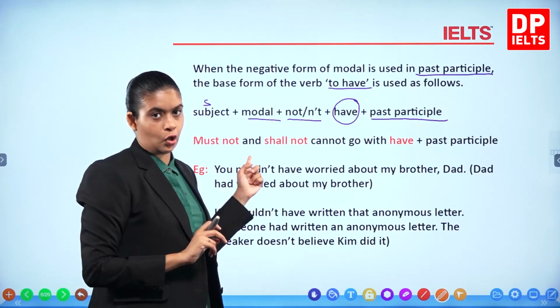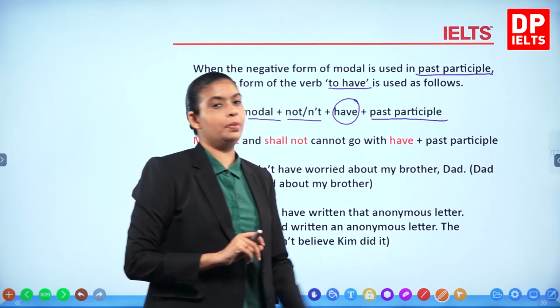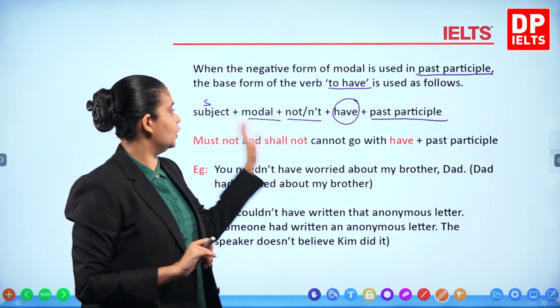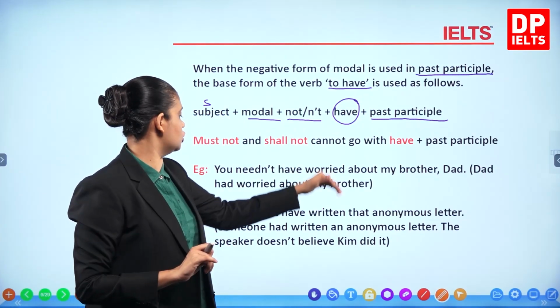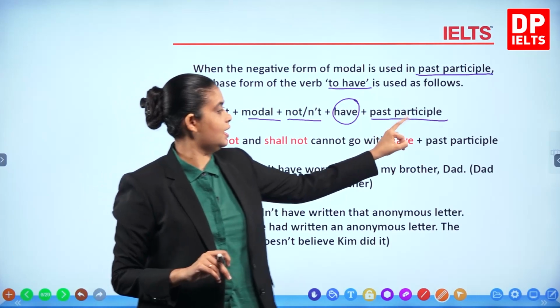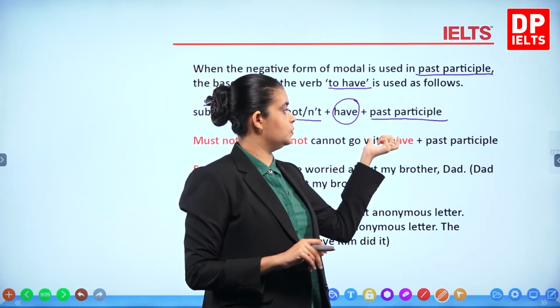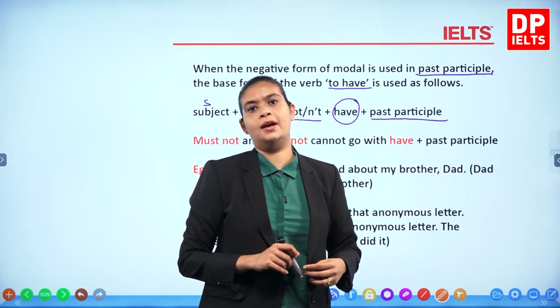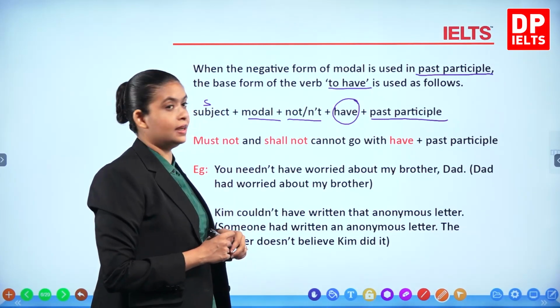Remember, must not and shall not cannot go with have plus the past participle. Now, this is the normal form, but remember, must not and shall not will not have this specific form where we use it with have plus the past participle. Alright? So, let's have a look at an example.